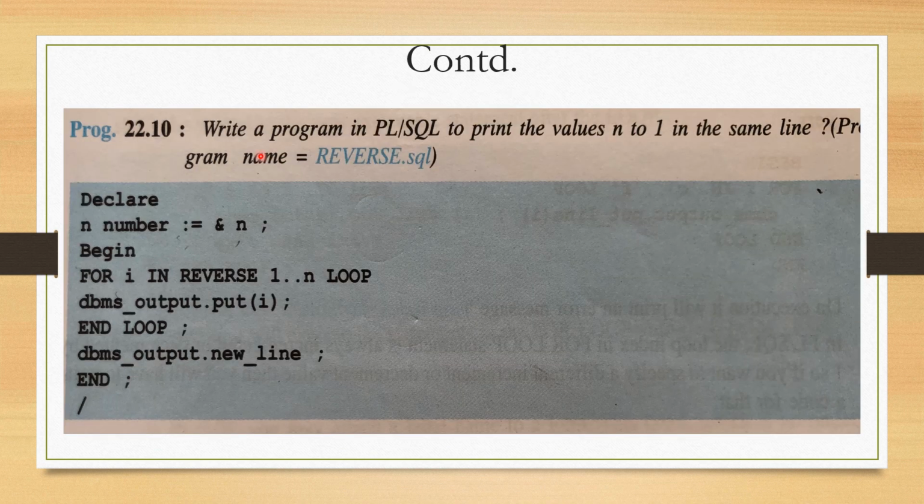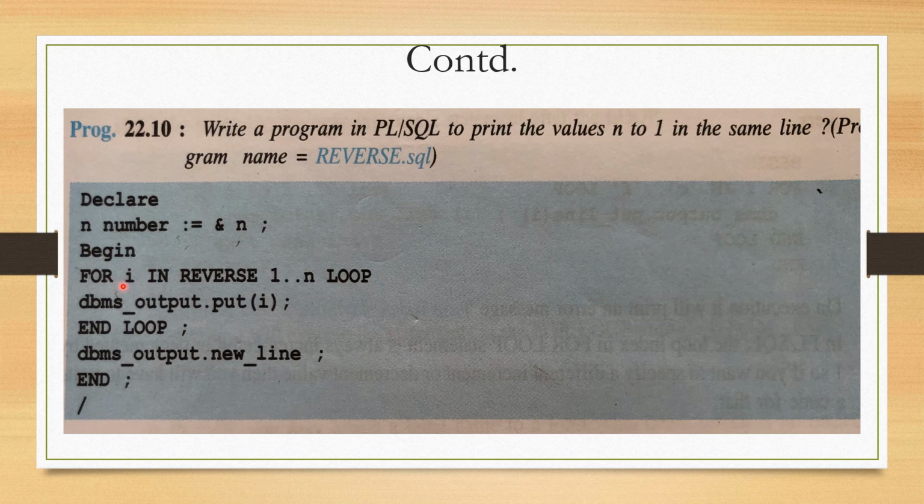Now we are considering an example to show the concept of reverse in the for loop. So we are taking this example: write a program in PL/SQL to print the values from n to 1 in the same line, right? But now as we know that we want to print the values from n to 1, that value n will be provided by the user. So in the declare section we are taking the n variable whose value is entered by the user, right? And in the begin section we are taking the for keyword. We are obviously using the for loop in reverse order.